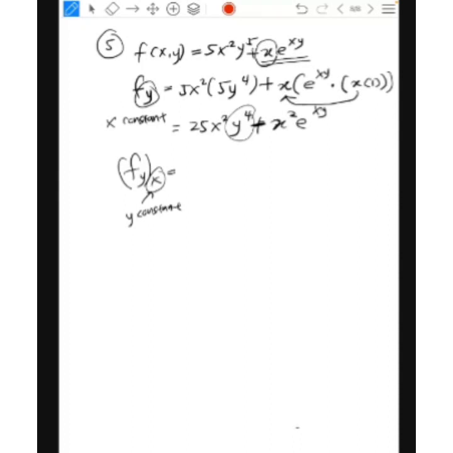Okay, you take your variables from this one, y is constant, so saya tulis 25 y kuasa 4 tu siap-siap, saya bezakan 2x saja, x kuasa 2 dapatlah 2x. And then from this part, okay, I have to use product rule. Okay, why do I have to use product rule? Because I want to differentiate with respect to x.